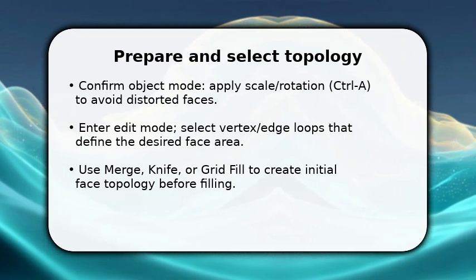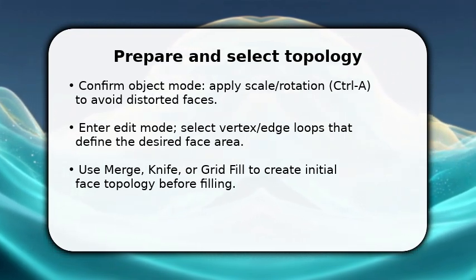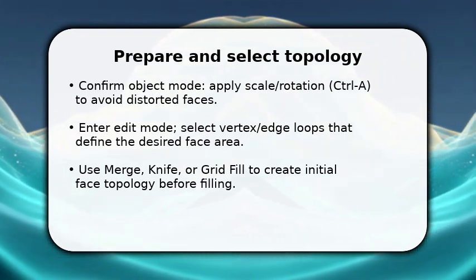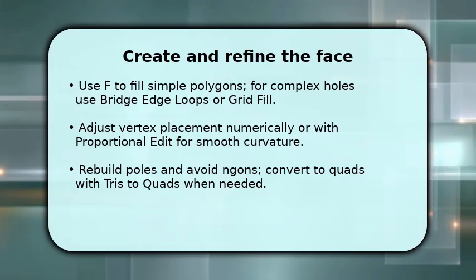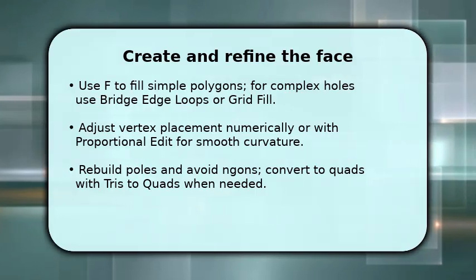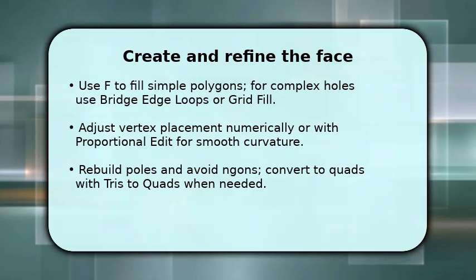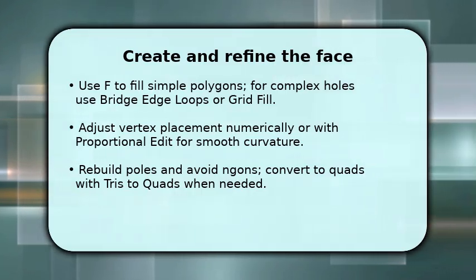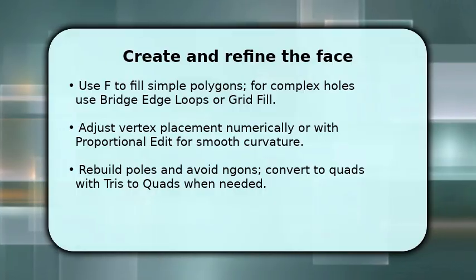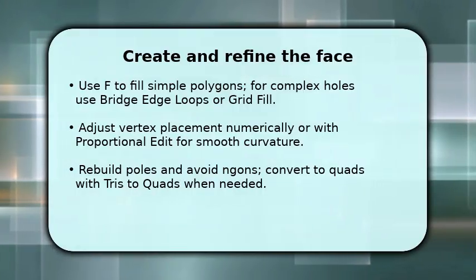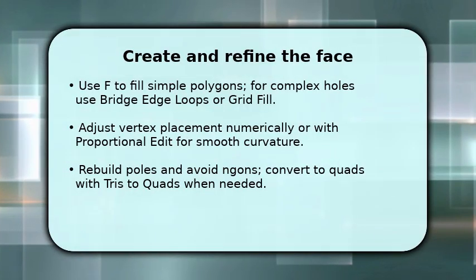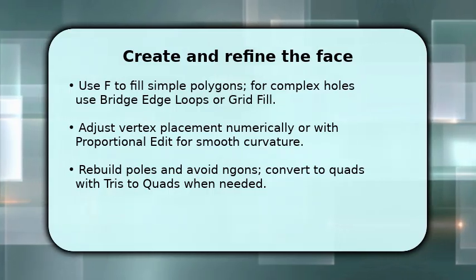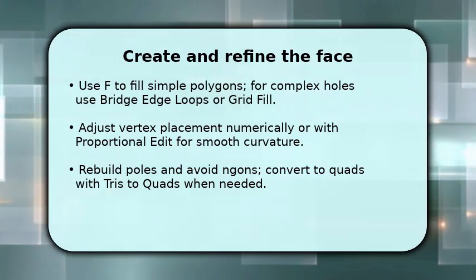Now you build the actual face and refine it. Press F to fill simple holes, but for more complex openings, use bridge edge loops or grid fill to create evenly spaced quads. Move vertices manually or use proportional edit to get smooth curvature. Snapping can help align to reference geometry. Convert triangles to quads where possible because quads deform predictably in subdivision.